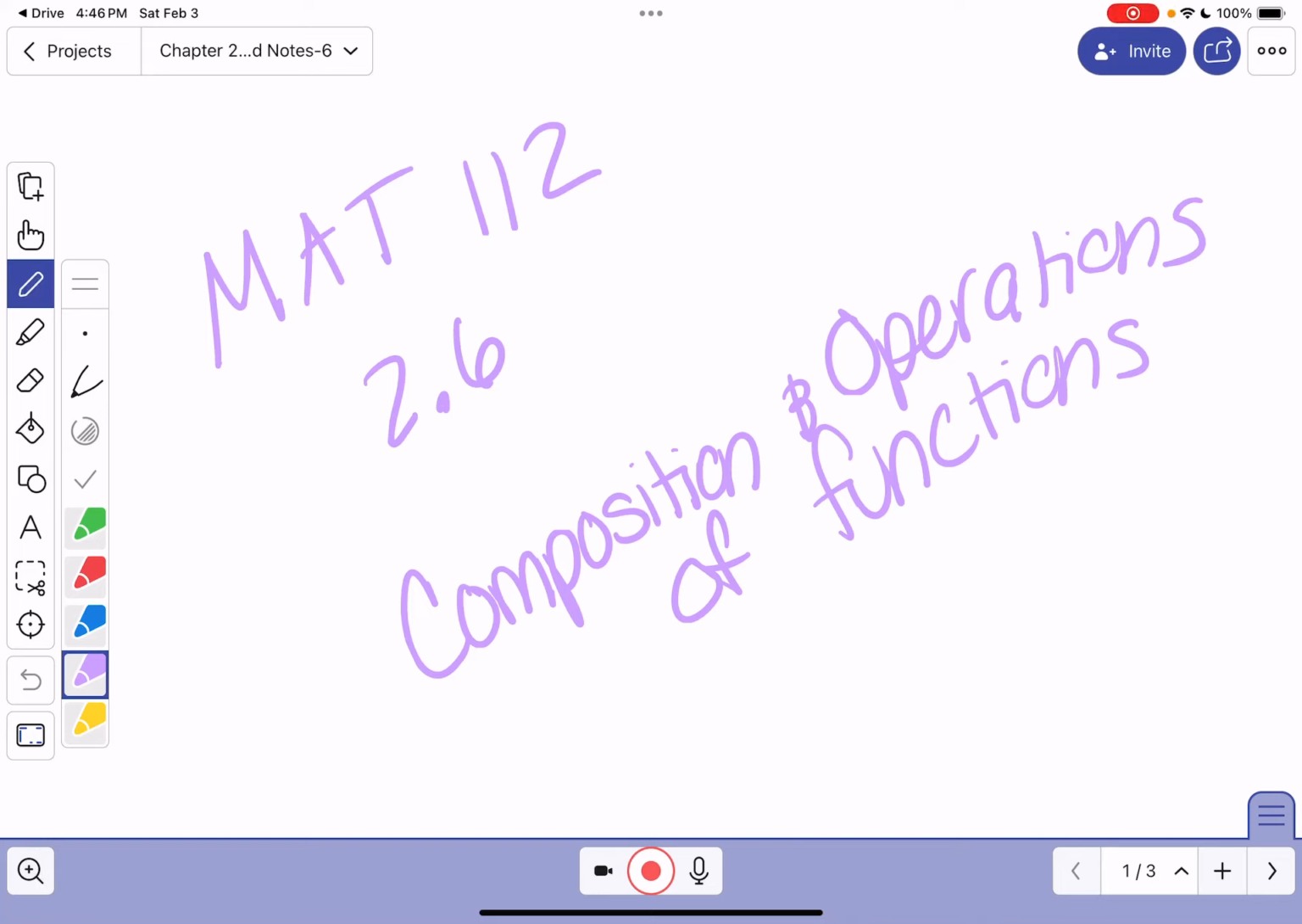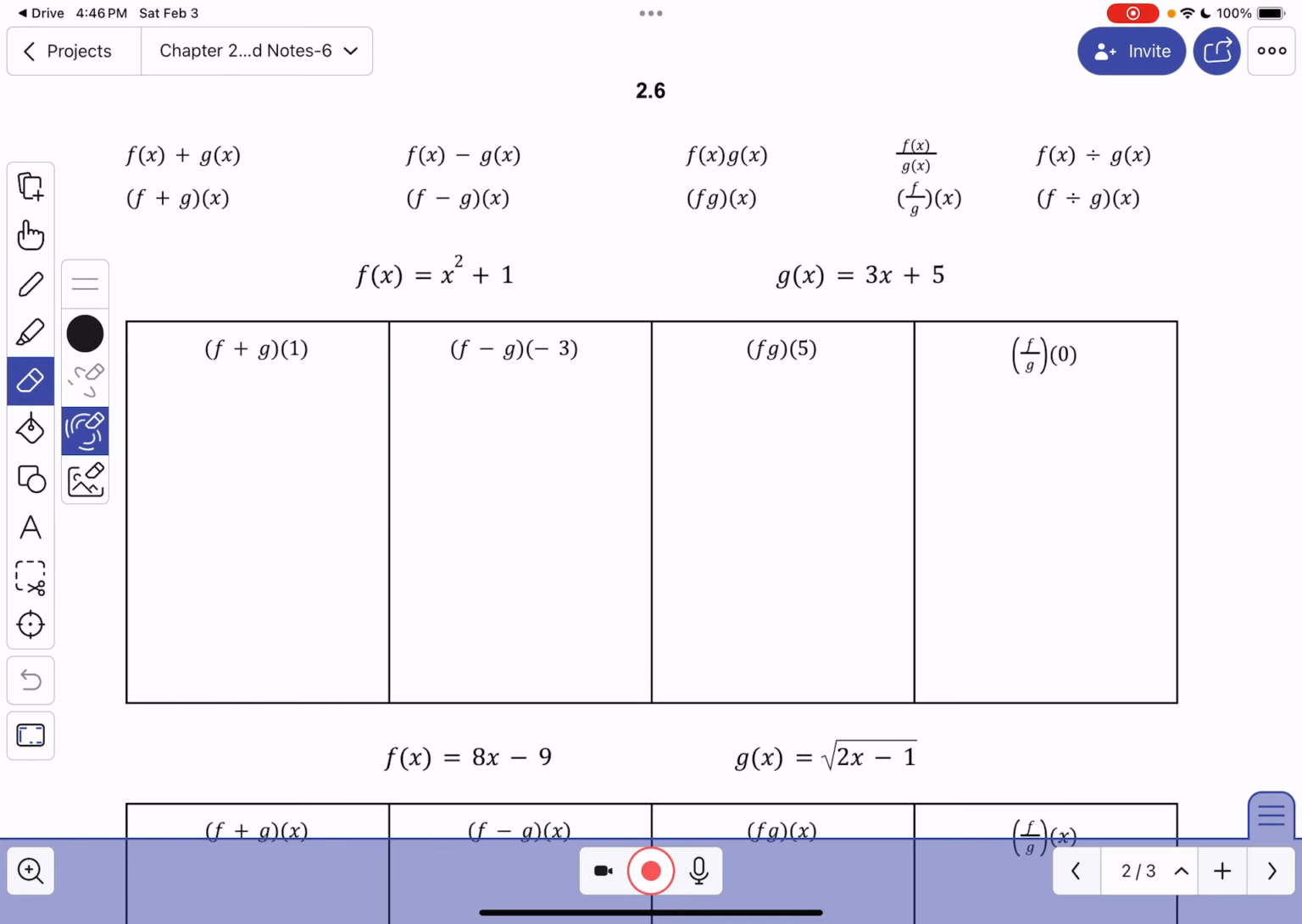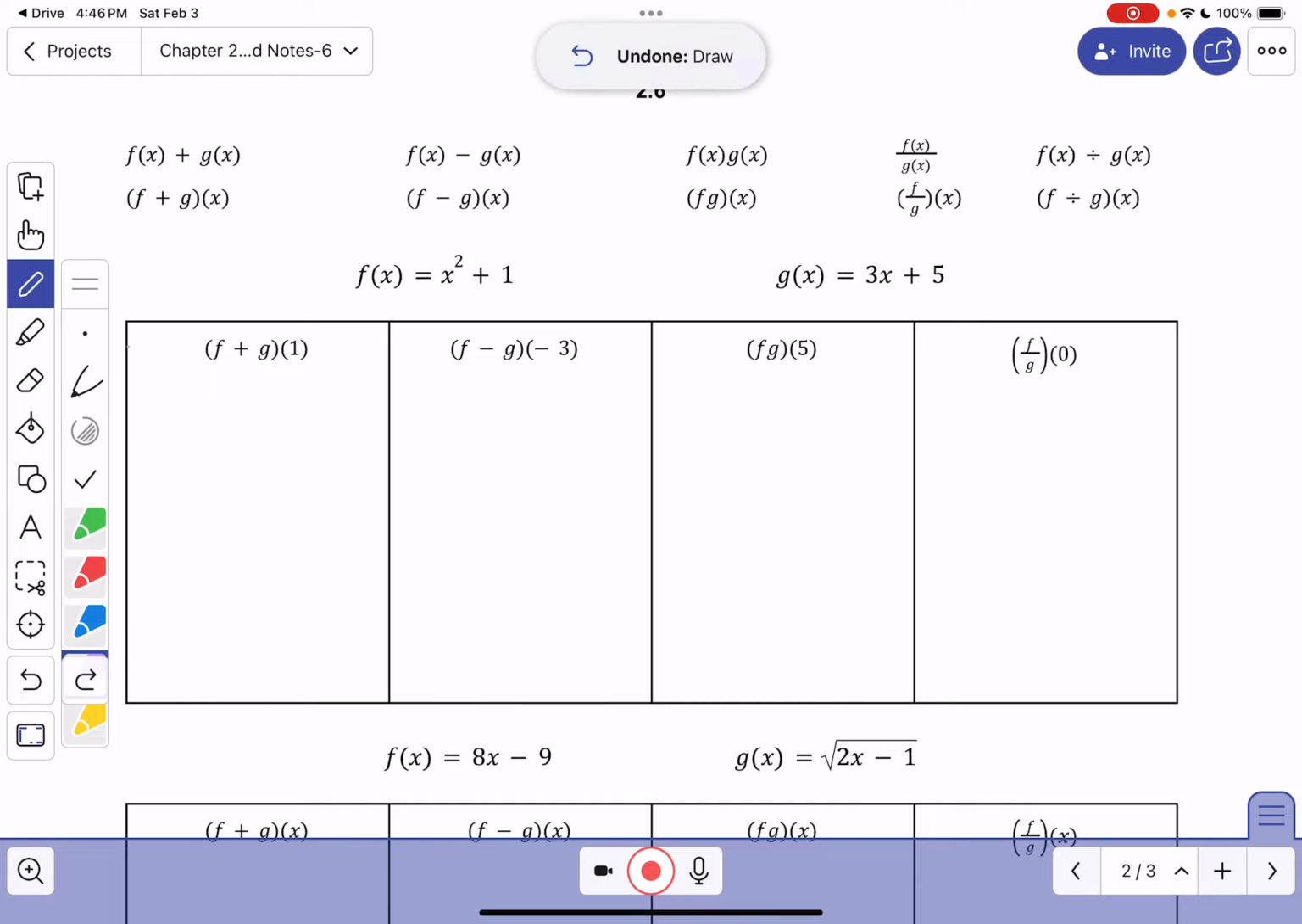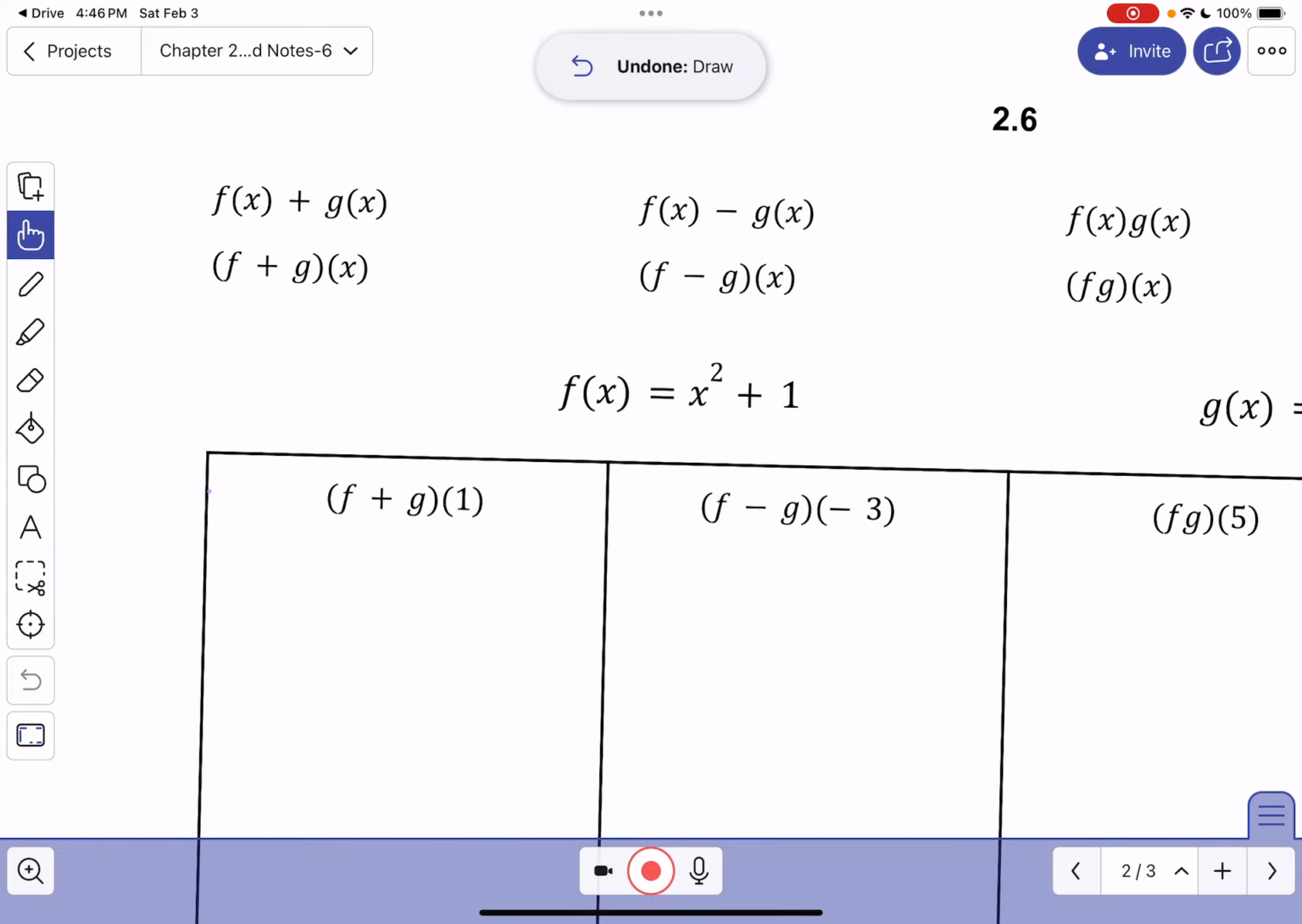This video covers section 2.6 in college algebra, composition and operations of functions. So f of x, g of x, those are all ways to write functions instead of y equals, so you can tell the difference. And there are different ways to show the operations of those.